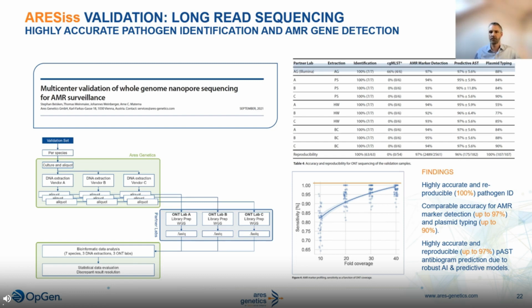Despite this unresolved difference in sequencing error rate, the Aries bioinformatics pipeline for whole genome sequencing on the ONT platform performed well. The accuracy and reproducibility for pathogen identification was 100%. We also obtained high accuracies for AMR marker profiling and plasmid detection, which were only slightly below the performance of Illumina data. Most satisfying was the fact that the antibiogram prediction directly from genomic data using our predictive antibiotic susceptibility testing pipeline performed very well, with an accuracy of up to 97% and in line with Illumina data.